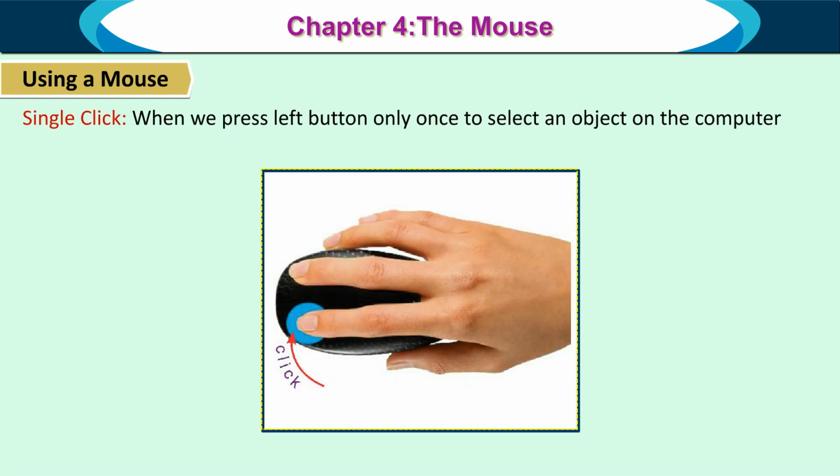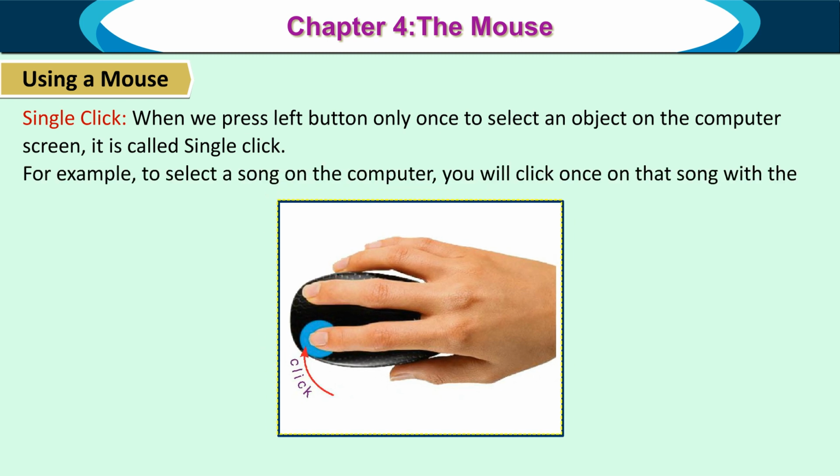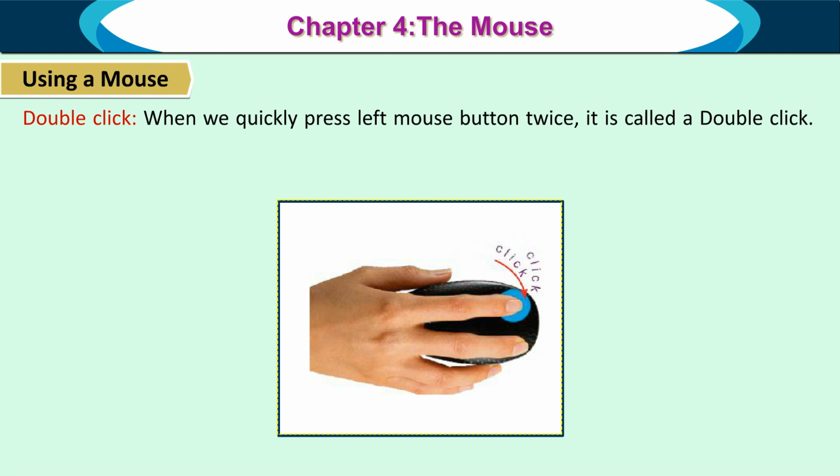Single click. When we press left button only once to select an object on the computer screen, it is called single click. For example, to select a song on the monitor, you will click once on that song with the left mouse button.